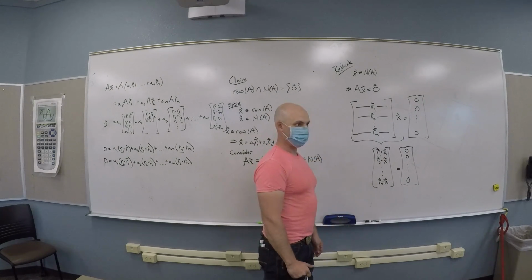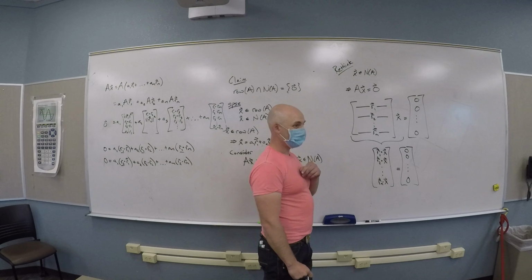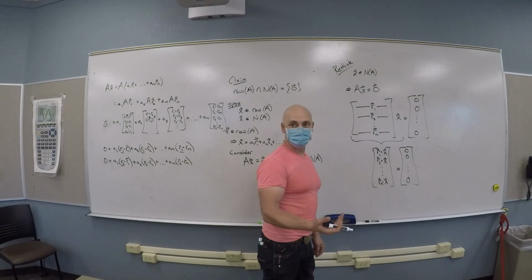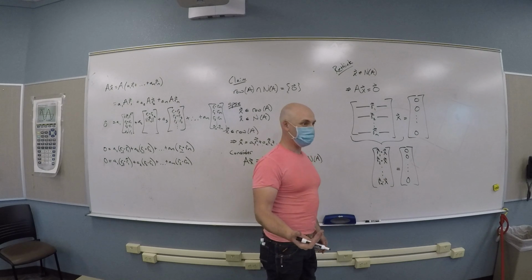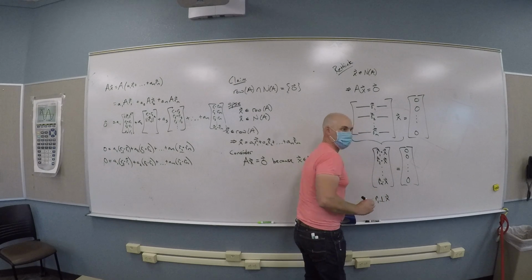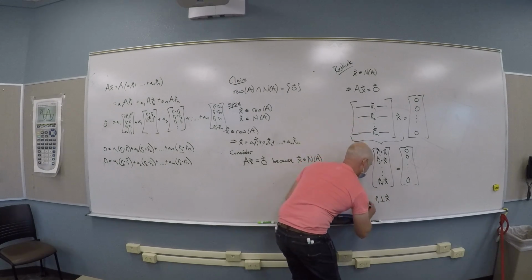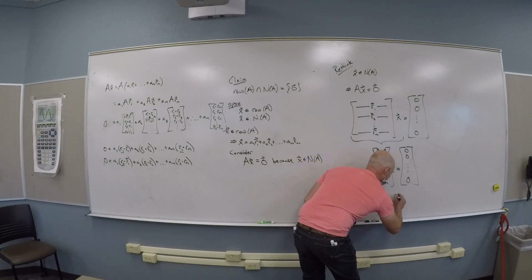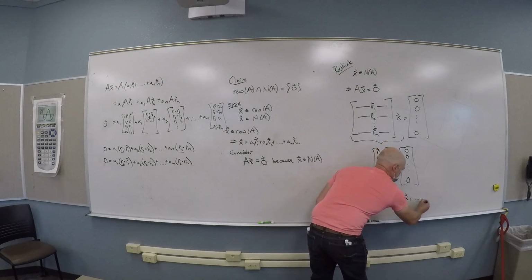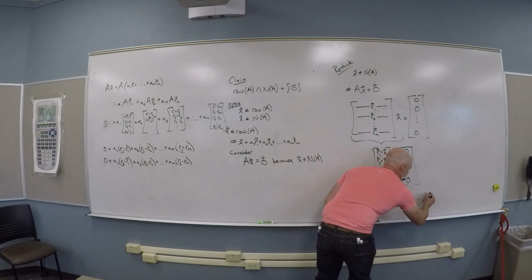So the dot product of vector x with every row is equal to 0. What does it mean when the dot product is 0? Perpendicular. Yeah, it means it's perpendicular. So R1 is perpendicular to x, and R2 is perpendicular to x, and Rm is perpendicular to x.